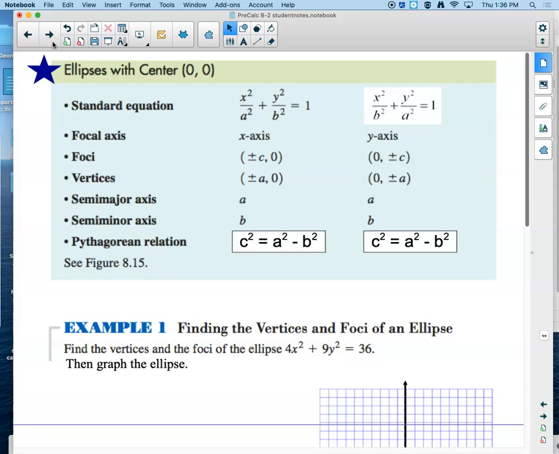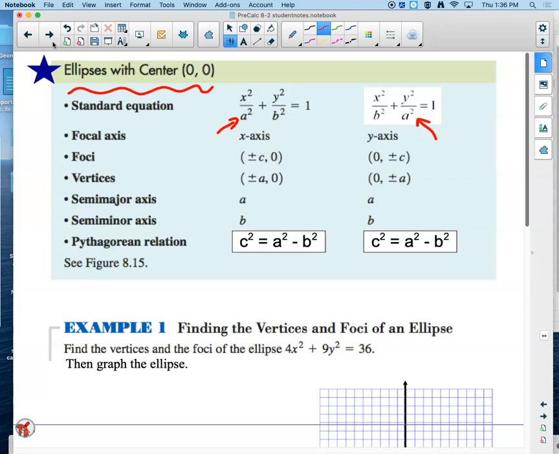So things to focus on. Find a, and a squared, because a squared needs to be bigger than b squared, so a is always bigger in ellipses, to figure out if you're horizontal or if you're vertical. And of course that's going to change your focal axis. If it's horizontal, well then your focal axis will be the x-axis, because we're going to start off centering these at 0, 0. And if it's vertical, then the y-axis is going to be your focal axis.